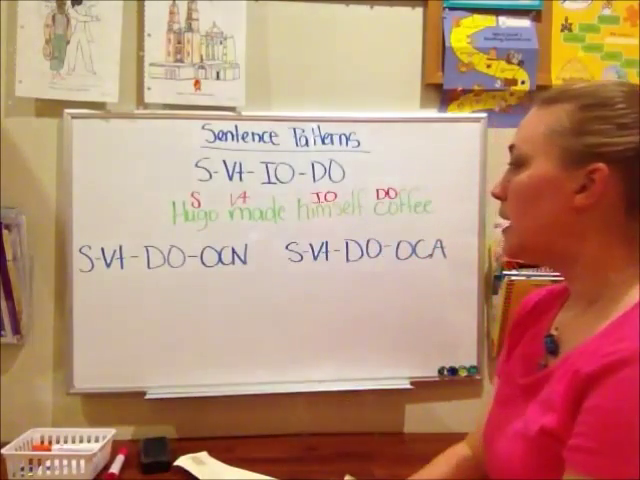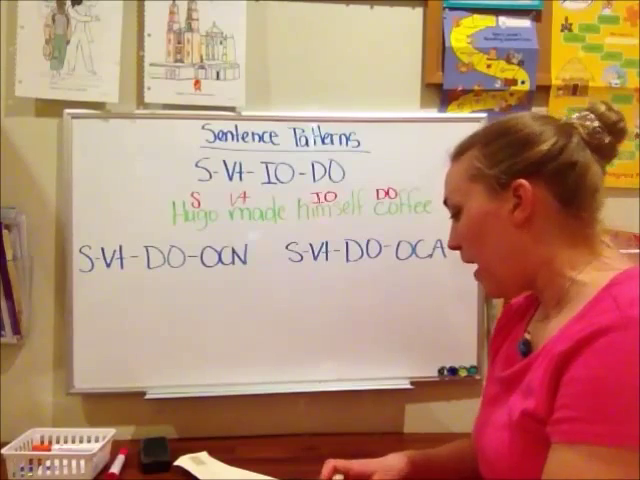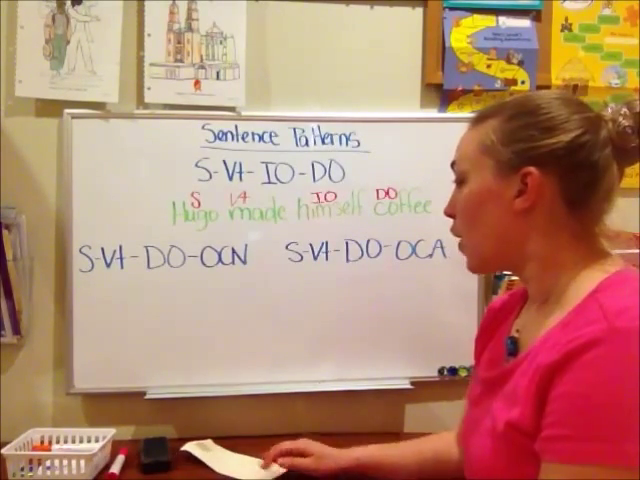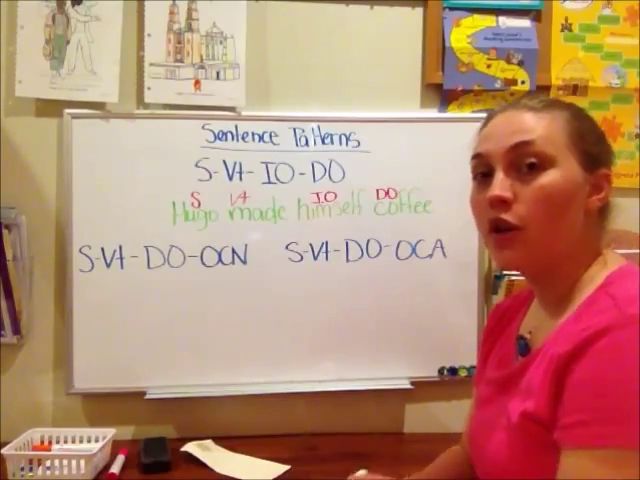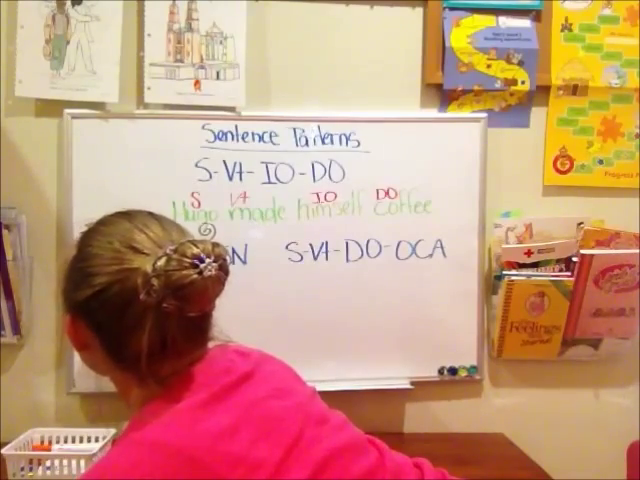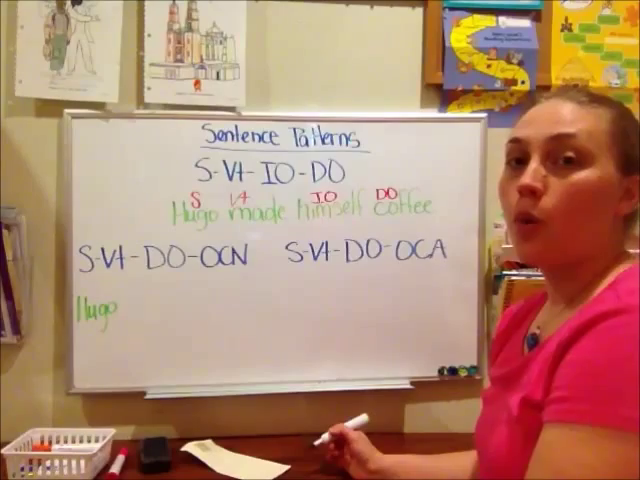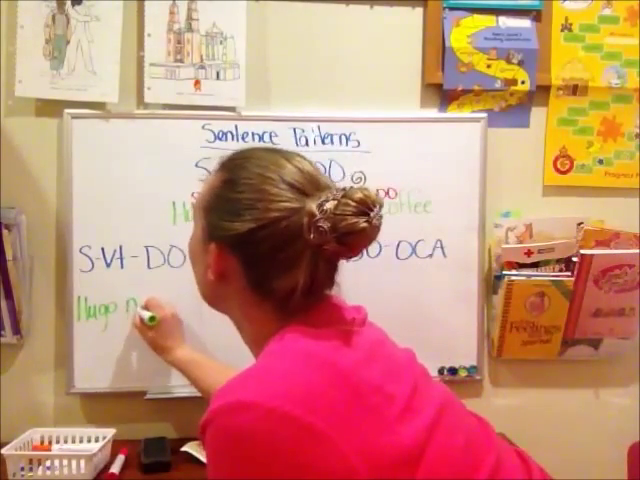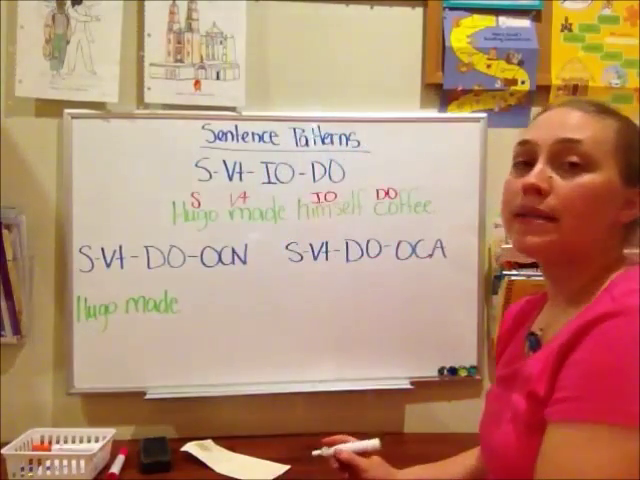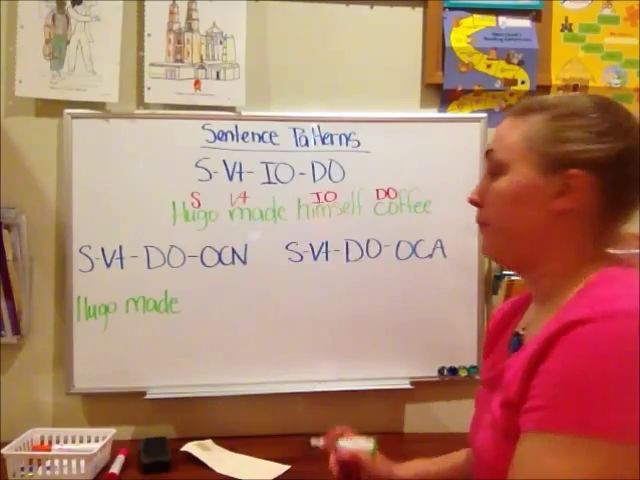For SVT, DO, OCN, we're going to continue our story about Hugo. And in this part of the story, Hugo made himself king. So, who or what is our sentence about? Hugo. Hugo is our subject. What is being said about Hugo? Hugo made. Made is our verb. What did Hugo make? He made himself.